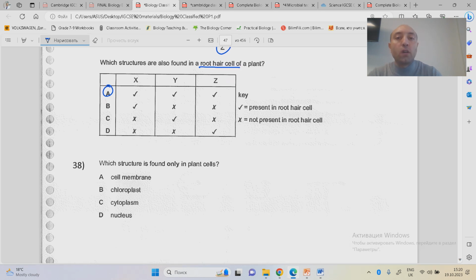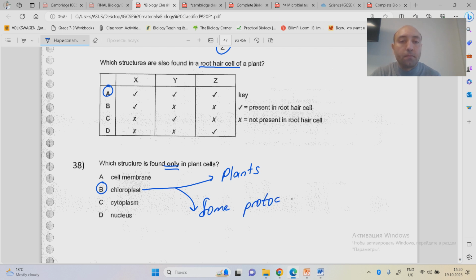Which structure is found only in plant cells? It is, of course, in this picture, according to the question, chloroplast. But for now, I will give you one more piece of information, guys. Chloroplast, actually, we are learning in two groups of living things. They are plants, so in the kingdom plants we have it, and also some protoctists. Some protoctists also have chloroplast, such as algae.